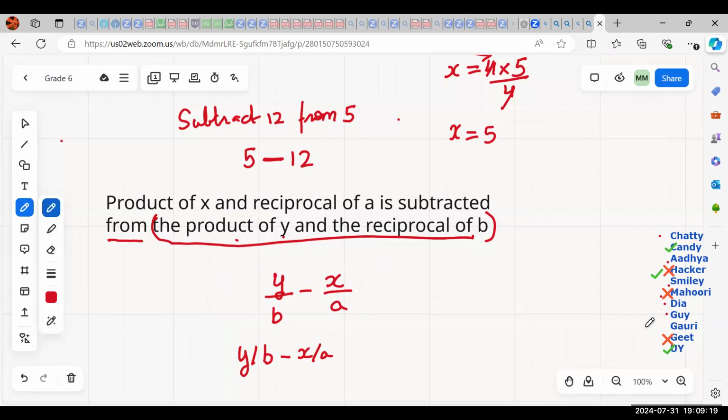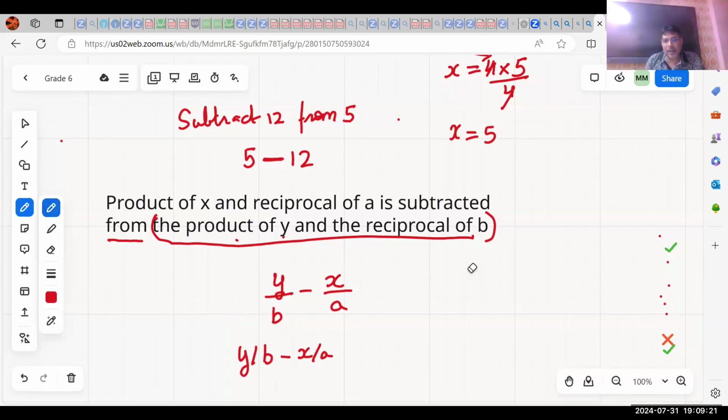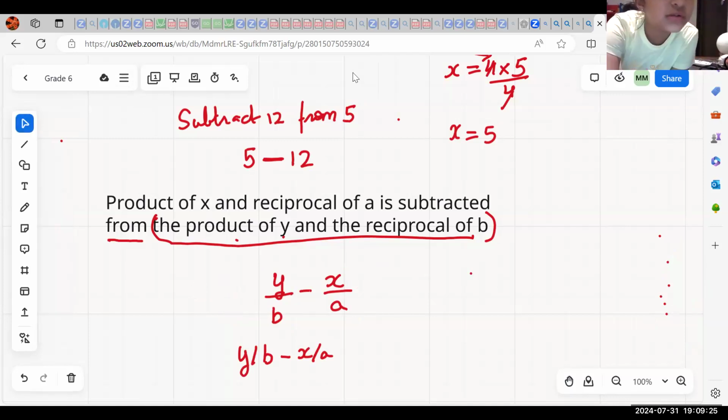All right. Any more doubts, Smiley? No, sir. So, okay, we can try doing one proportion question. If anyone else doesn't have a doubt. If you have a doubt, you can ask me.